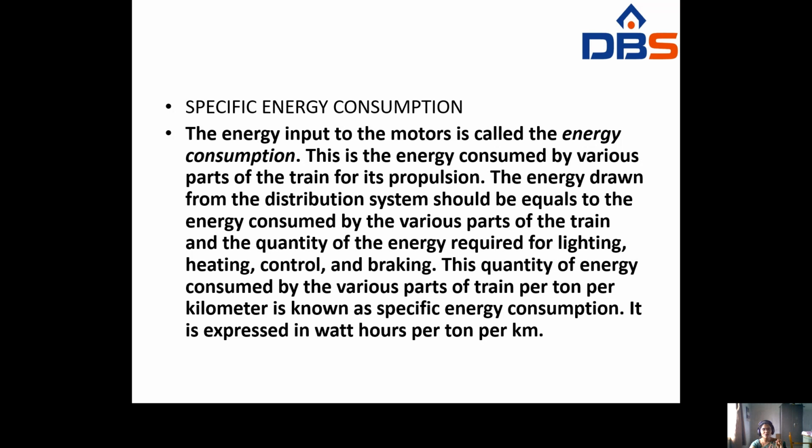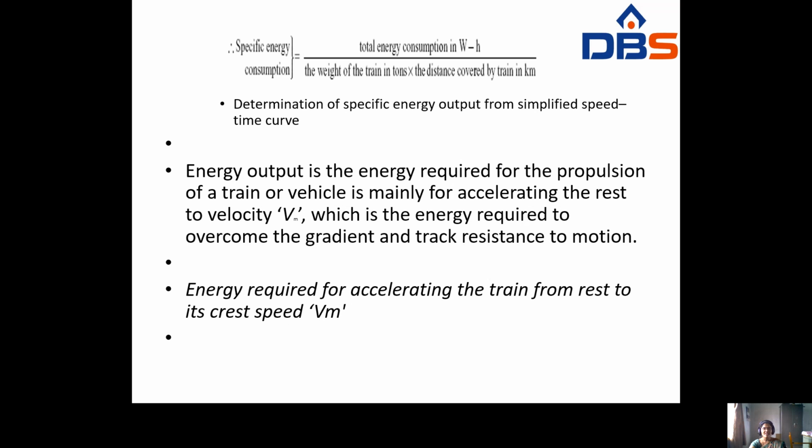The quantity of energy consumed by the various parts of the train per ton per kilometer is known as the specific energy consumption, and it is expressed in watt hours per ton per kilometer. Specific energy consumption is equal to the total energy consumption in watt hours divided by the weight of the train in tons into the distance covered by the train in kilometers.